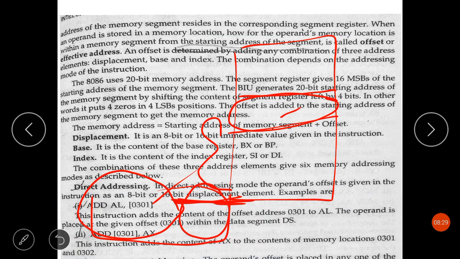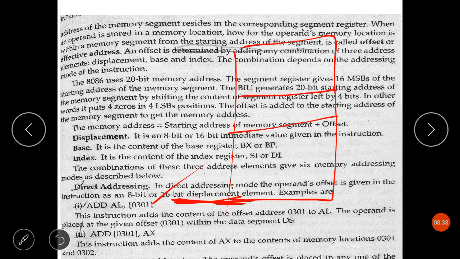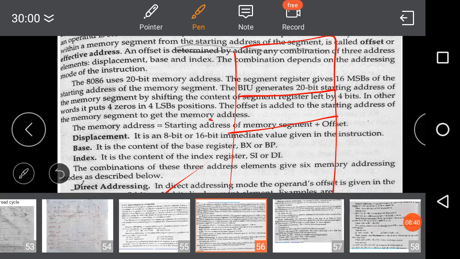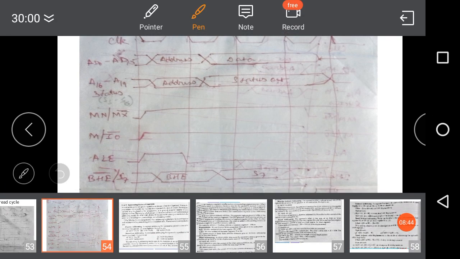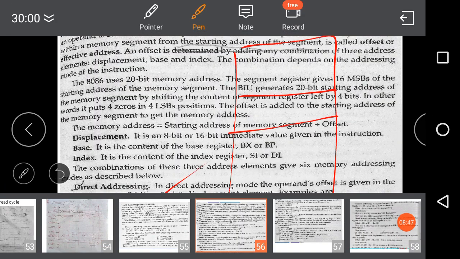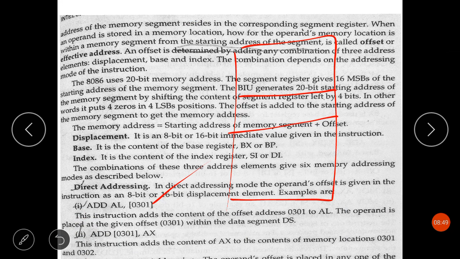Now the offset can be specified in terms of displacement, base or index. Displacement means an 8-bit or 16-bit immediate value given in the instruction. Base means the content of base register BX or BP, and index means the content of index register SI or DI. The combination of these three address elements gives 6 memory addressing modes.